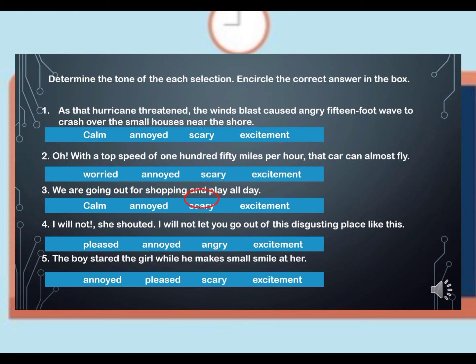For number 1, we have scary. And number 2, we have worried. For number 3, it's excitement. Number 4, angry. And number 5, annoyed. If you got all correct answers, well, good job. Clap.